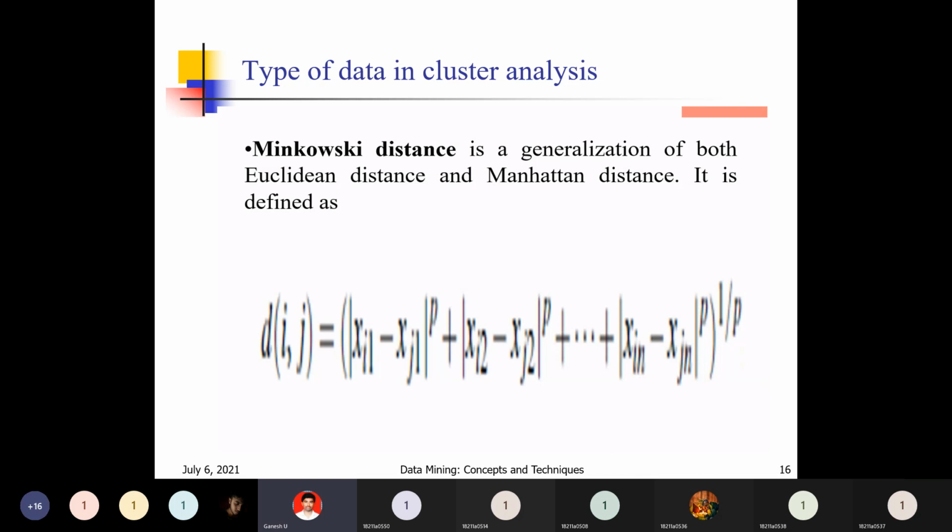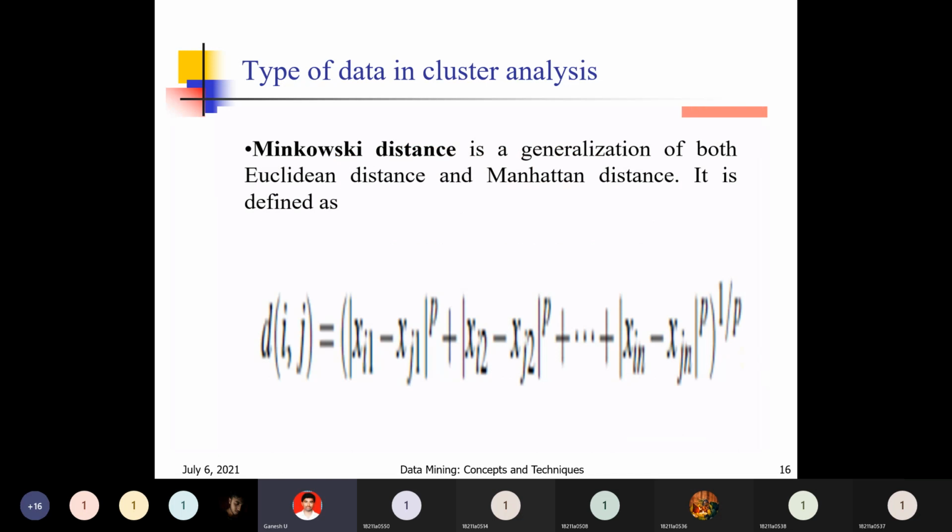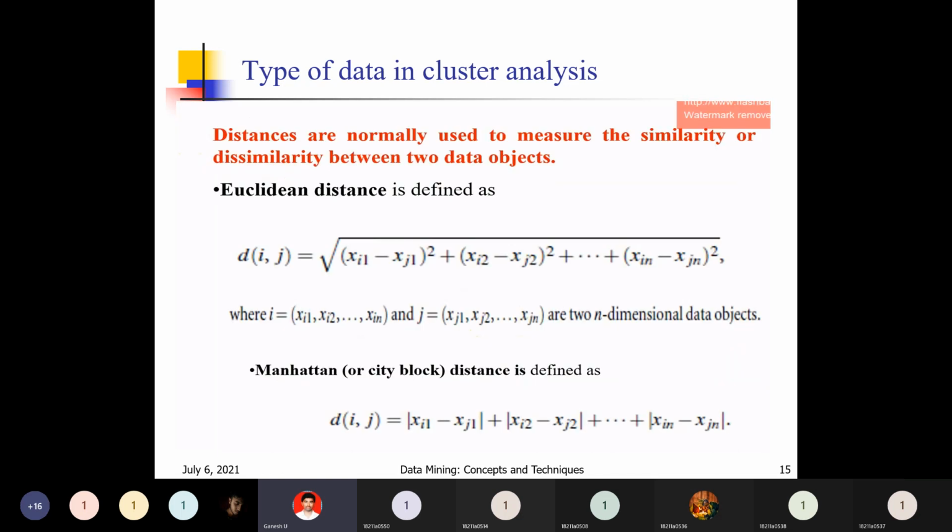Next, binary variables. So this was about the interval scaled variables. You have to know these three formulas, which are very important in finding distances. Mathematically, if you have to proceed and find the distance between different objects, you have to follow these formulas.